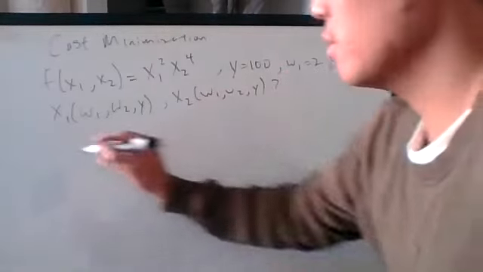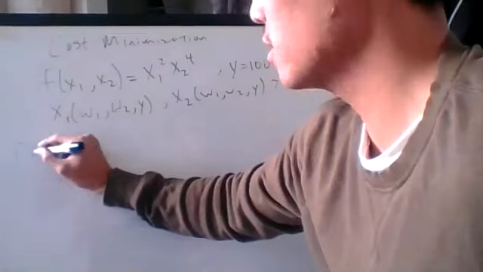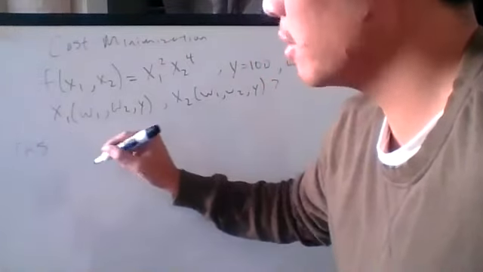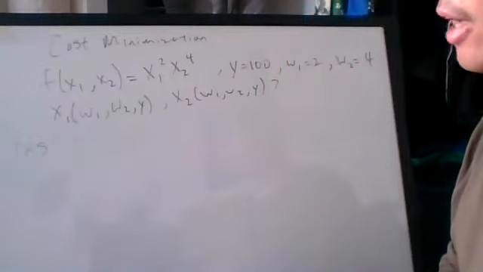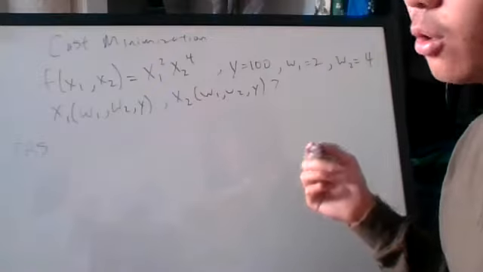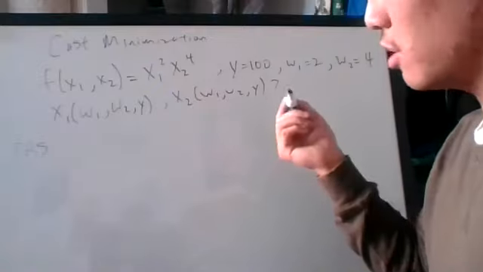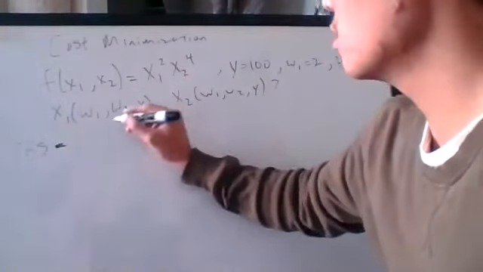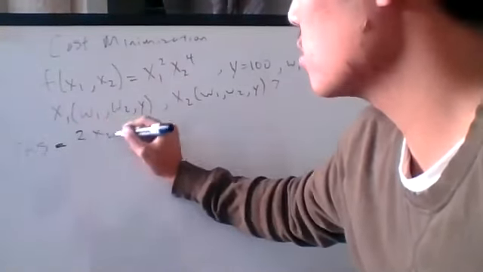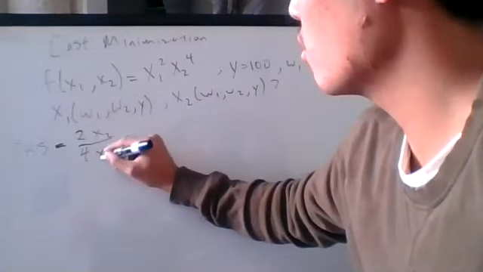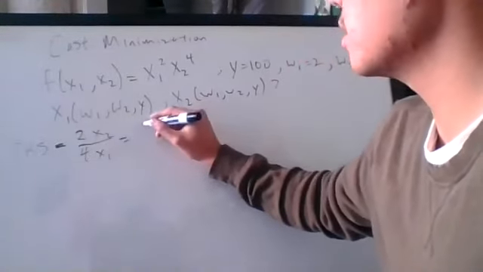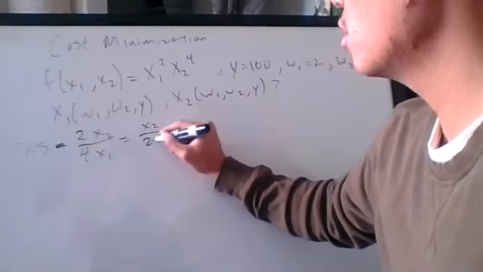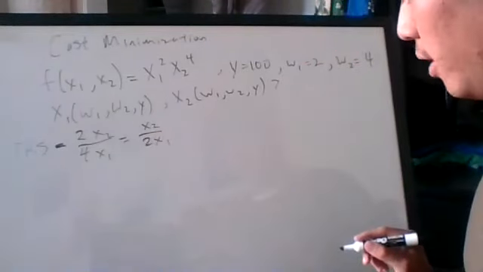The first step is going to be to find our TRS. Like in the past, where finding your MRS was always a good idea, finding your TRS is no different. So we're going to say that this is equal to 2x2 over 4x1, which means that this is x2 over 2x1.